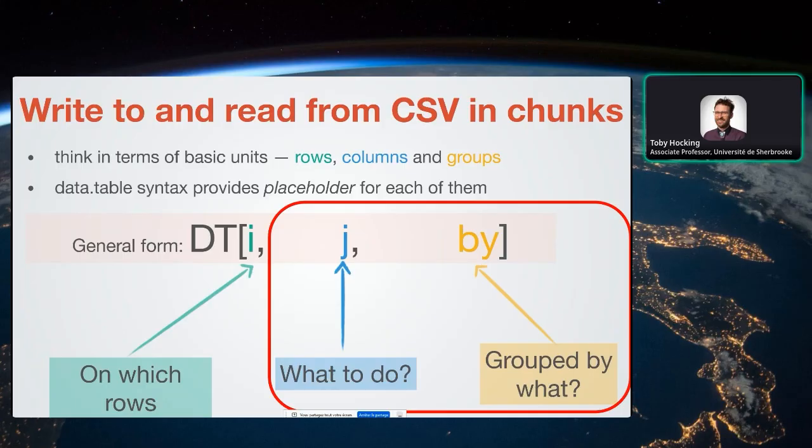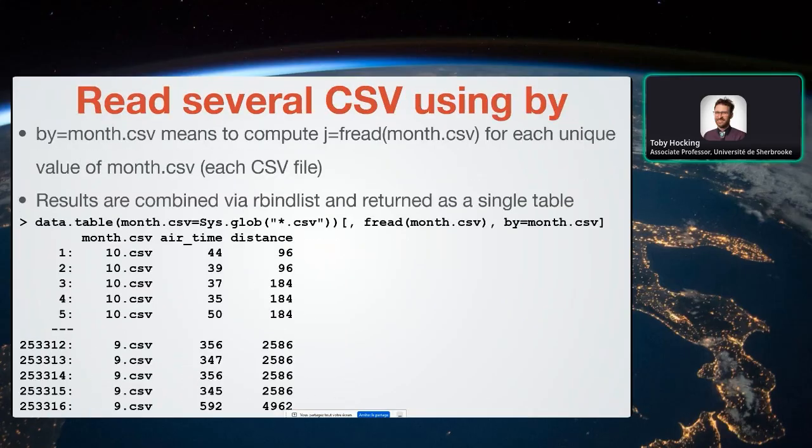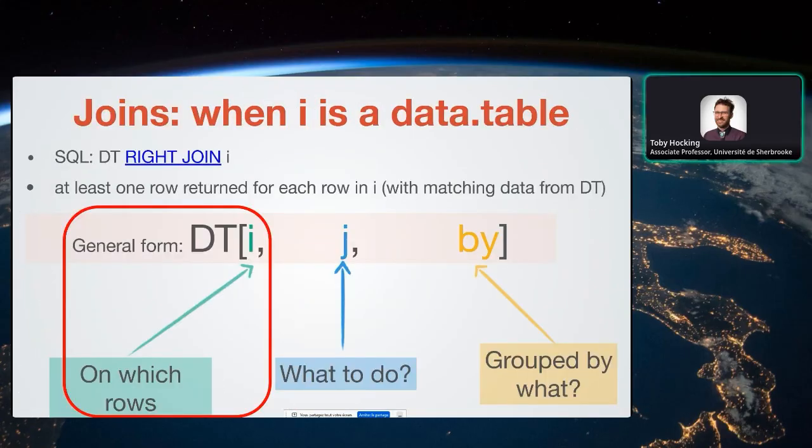So how can we write to and read from CSV in chunks? I think I'm going to skip this. You can come back and take a look if you want. I think it's more important to talk about joins.